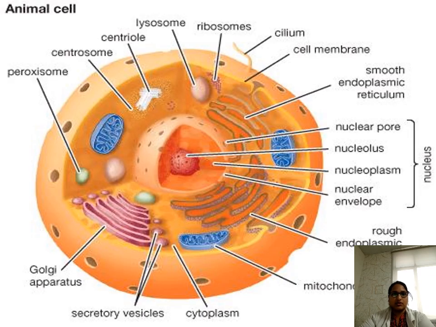So these are the various organelles present inside the cell, like lysosomes, ribosomes, cilia, and smooth endoplasmic reticulum, rough endoplasmic reticulum containing ribosomes, mitochondria, which is a site for ATP generation, secretory vesicles, cytoplasm, peroxisomes, centrosomes, centrioles, and the nucleus which contains nuclear pore, nucleolus, nucleoplasm, and envelope of the nucleus.